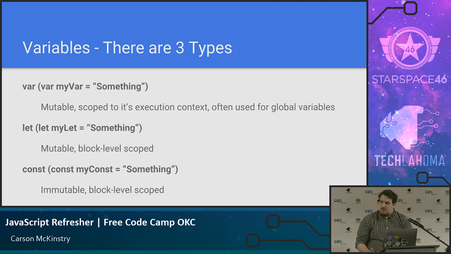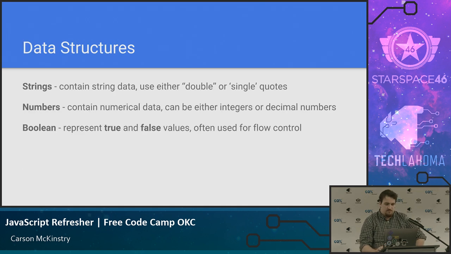The other one we have is const. Const is my preferred variable declaration. It is immutable, and it is block level scoped. It acts a little bit like let, but if you try to change it at any point down the line, it will yell at you. You'll actually get a type error. There are a couple gotchas with const, but that's for another talk.